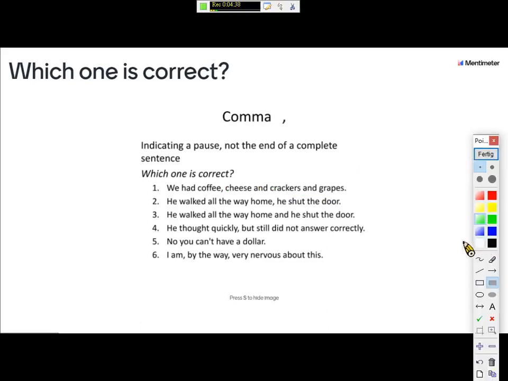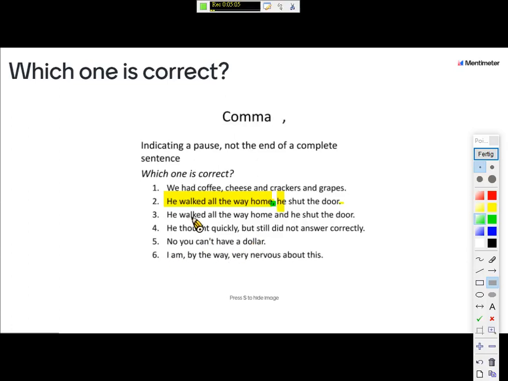Number 2, he walked all the way home. He shut the door. Look here. This is already a complete sentence, right? He, subject, walked, verb. So you need to put a period here. And he should be capitalized. He shut the door, period, fine. So don't use a comma to connect 2 independent clauses. It's wrong.